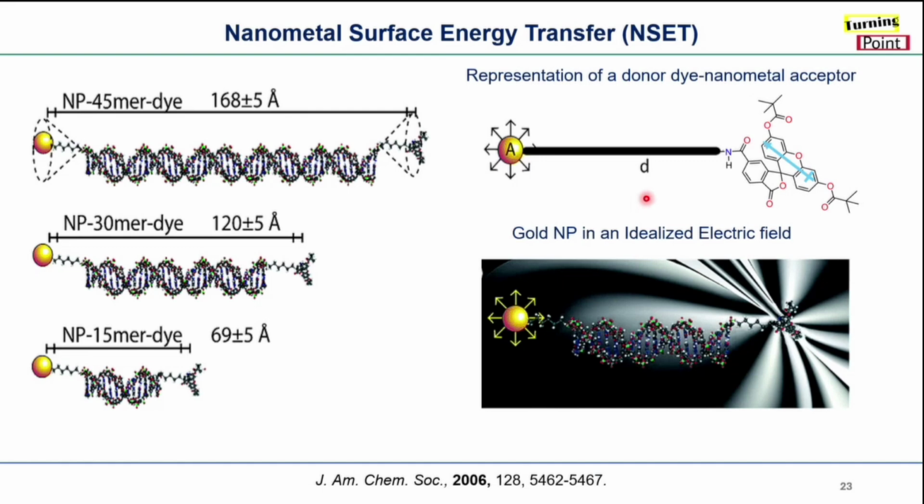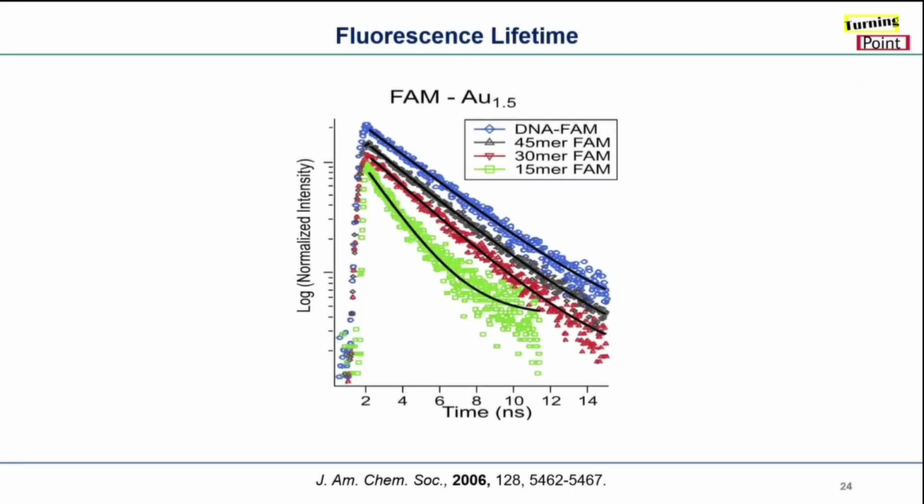So these Au nanoparticles have free electrons around the surface, which generates extended electric fields. Here we can see the gold nanoparticles in an idealized electric field. So this electric field enables a long-range coupling between the donor and the metal surface. To further validate these studies, they measured the fluorescent lifetimes. As we can see in the plot of the fluorescent dye and Au nanoparticles, this is the donor molecule, this is the acceptor, and this is the distance between them.